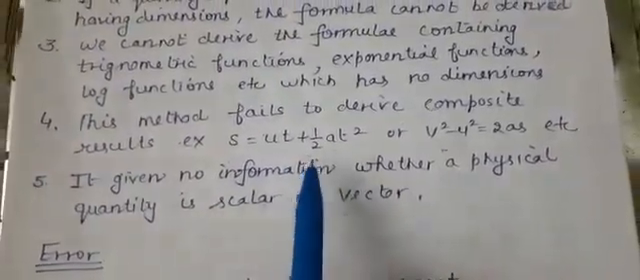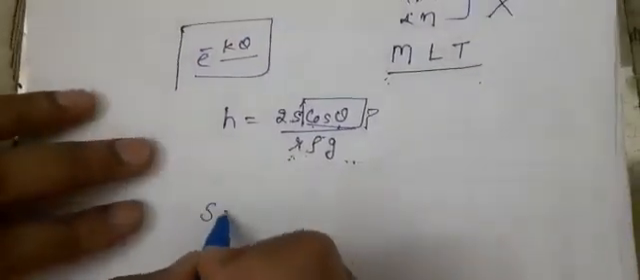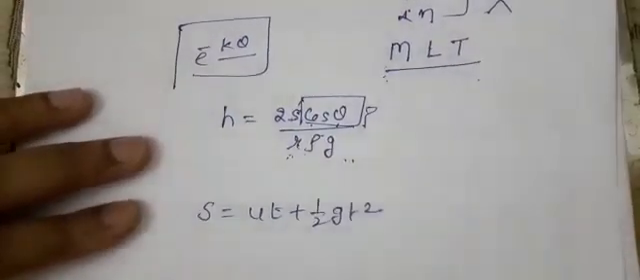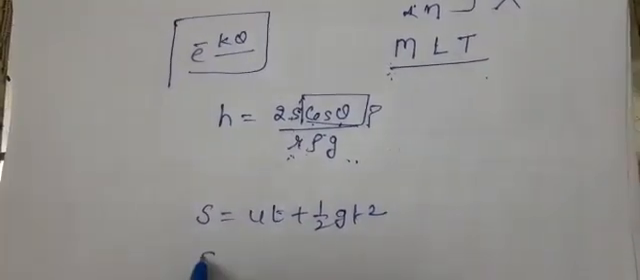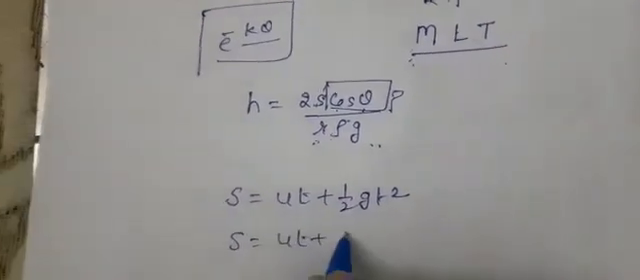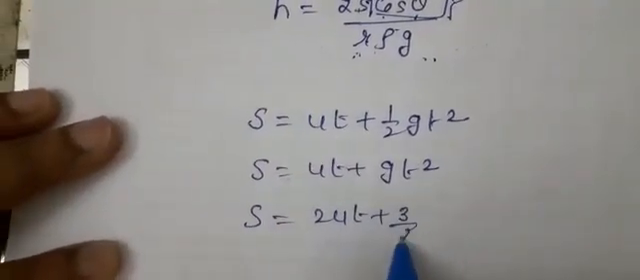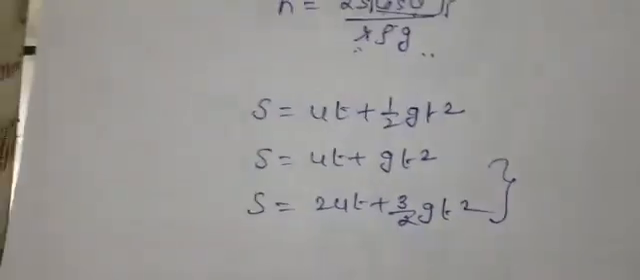This point I have not mentioned here, you can understand as one more point. As we have taken that composite results cannot be derived, only we can check the correctness of the relation. But if we take S equal to ut plus gt square or S equal to 2ut plus 3 by 2 gt square, whether these two relations are also correct?